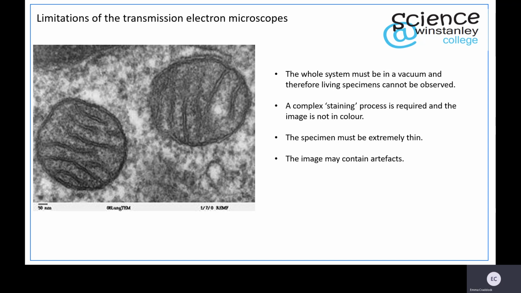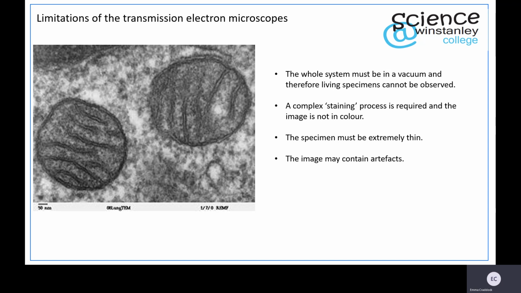The staining process, rather than using dyes, is using things like heavy metals to absorb the electrons. Therefore, it's not going to produce a colour image, and it takes a lot of skill to be able to stain a specimen for an electron microscope. The specimen as well is even hard to prepare for a transmission electron microscope because it must be very thin.